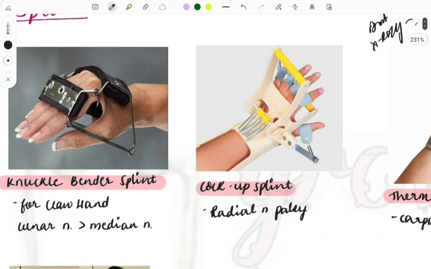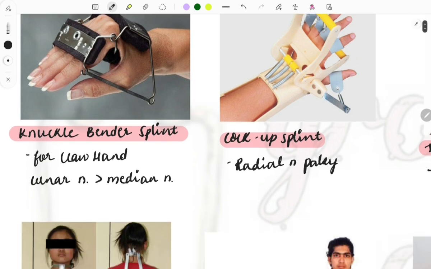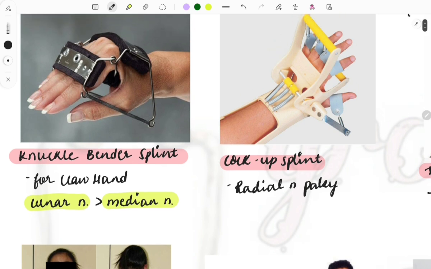See, the first image is the knuckle bender splint, and we can come to know by the name itself that the knuckles are bent using this splint, so it is called a knuckle bender splint. This one is used for claw hand palsy, and claw hand palsy happens most commonly because of ulnar nerve palsy. The second most common cause is the median nerve. So whenever you see claw hand palsy, we will be using the knuckle bender splint.